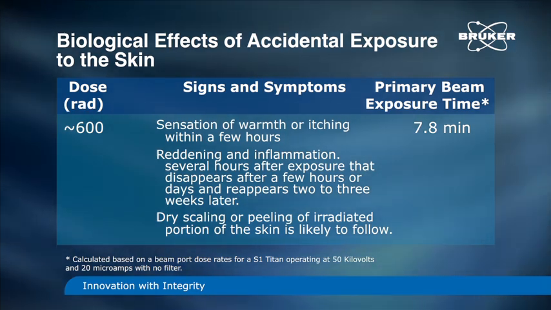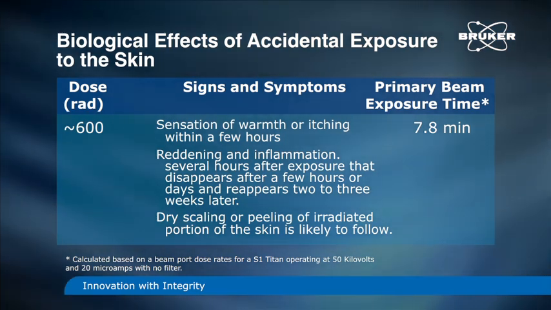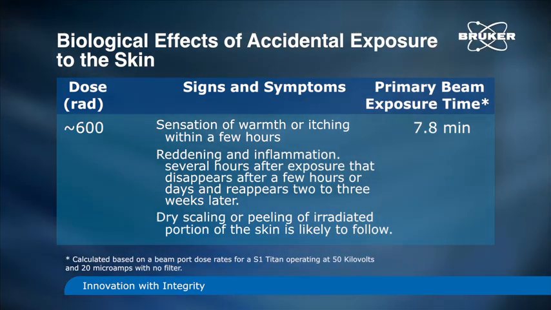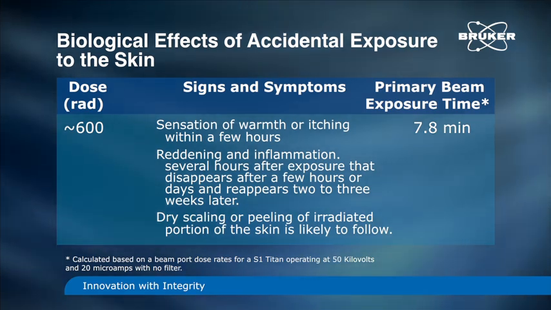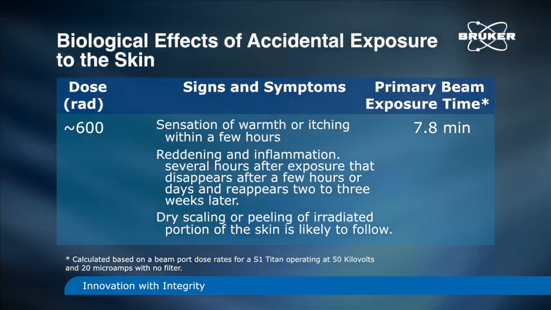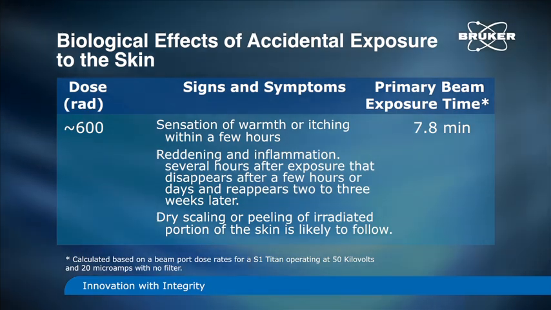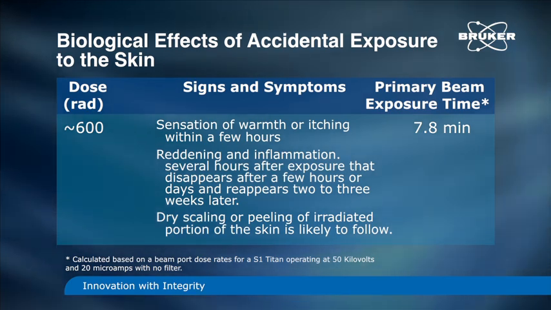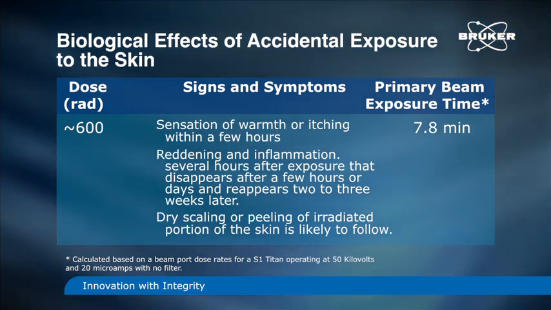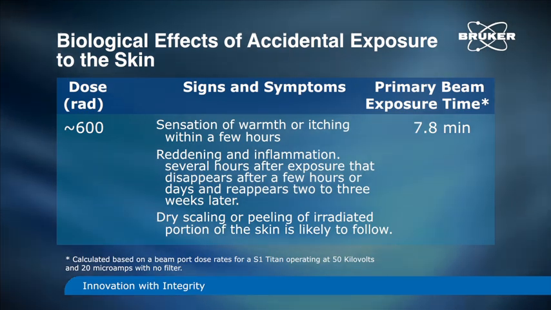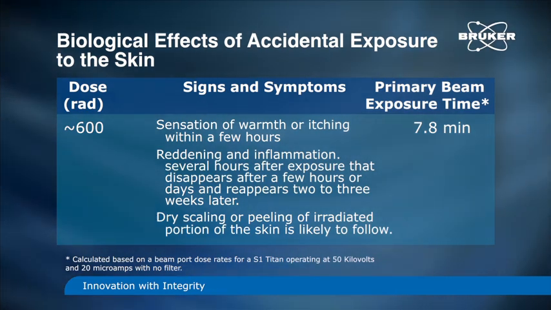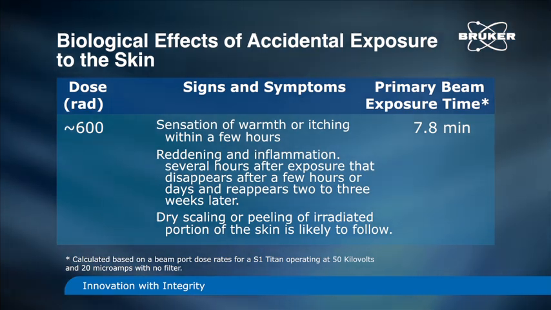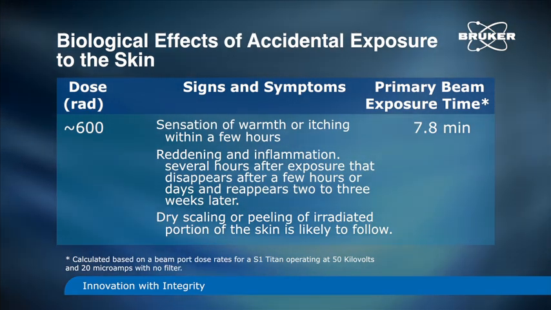An acute dose of approximately 600 rad, or 6 gray, to a part of the body causes a radiation burn equivalent to a first-degree burn or mild sunburn. Typically, there's no immediate pain like with a thermal burn, but a sensation of warmth and an itching occurs a few hours after exposure. An initial reddening or inflammation of the affected area usually appears several hours after exposure and fades after a few more hours or days. The reddening may appear as late as 2 to 3 weeks after the exposure. A dry scaling or peeling of the irradiated skin is likely to follow.